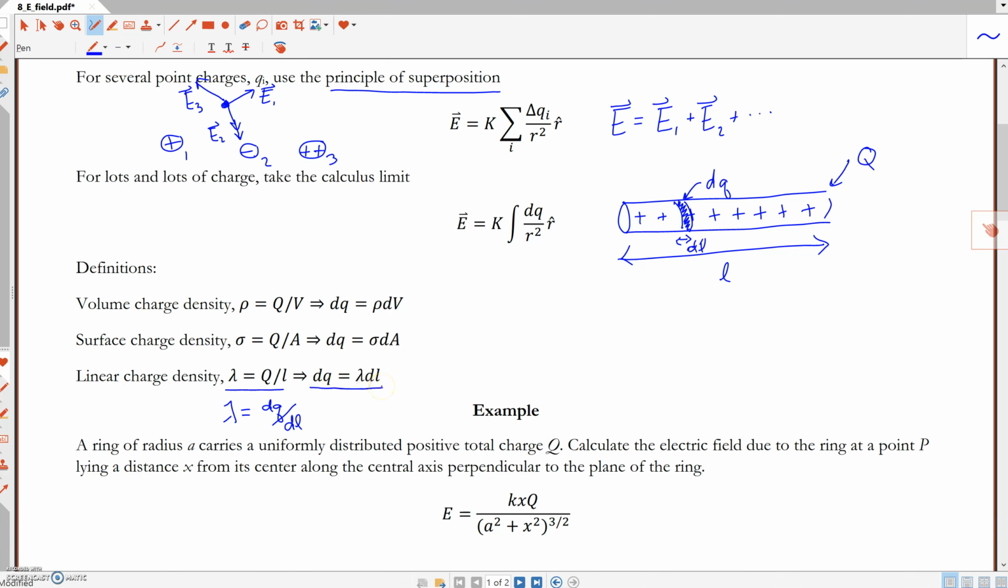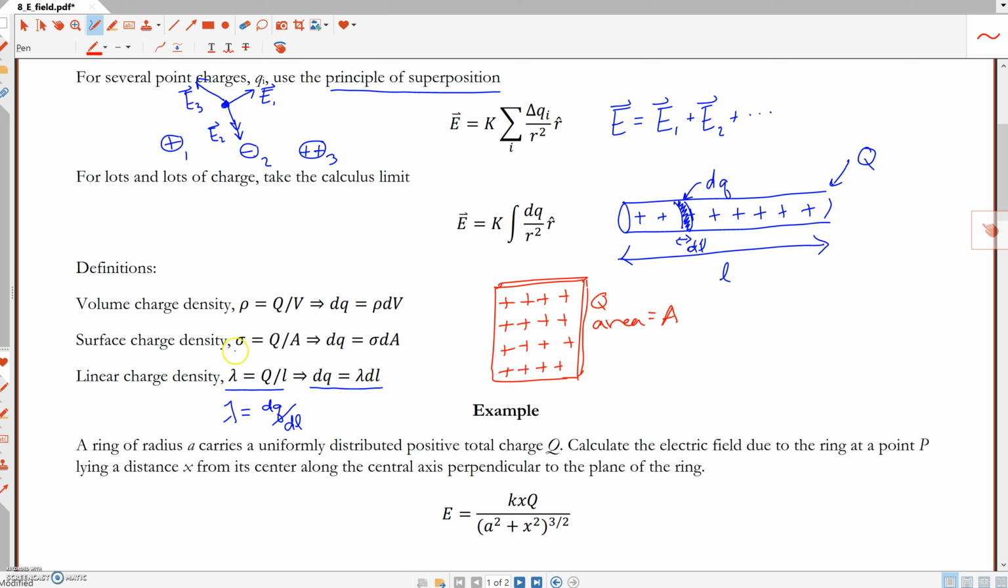There we go. Now I might have a surface charge density. So for example, one of the plates of a parallel plate capacitor again has charge uniformly spread out across its surface. But remember, it's very thin, so I don't care about how thick it is. That's all very thin. It again has a total charge Q and an area equal to A.